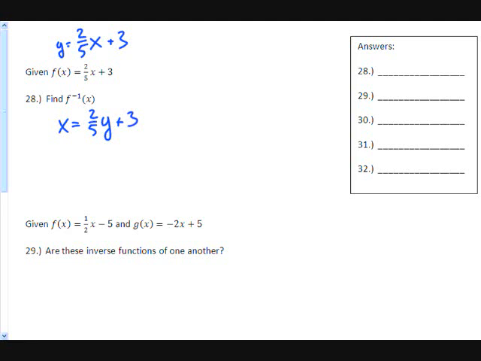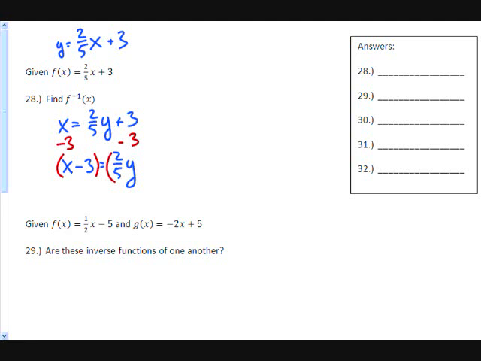And essentially, this is the inverse, but typically my equations are solved for y, so that's what I'm going to do. I'm going to subtract the 3 from each side. So I get x minus 3 equals 2/5 y. And then from here, you could multiply each side by the reciprocal, 5/2. And that makes this a little bit shorter, but I'll do it in 2 steps.